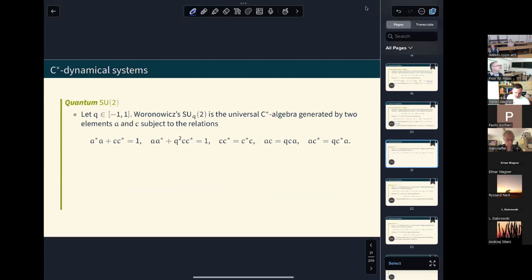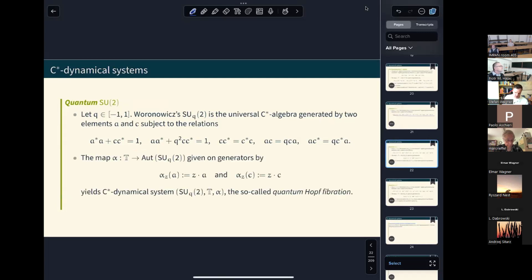the quantum SU(2), of course. You take this q between -1 and 1, and then you look at SU_q(2), which is the universal C-star algebra generated by a and c, subject to these relations here. And then you also have an action by the one torus, so the circle. This is the so-called gauge action on the generators, where you're just acting on the generators by multiplying with the respective element. And this leads to a C-star dynamical system, and it's the so-called quantum Hopf fibration. And its fixed point algebra is the quantum two-sphere.